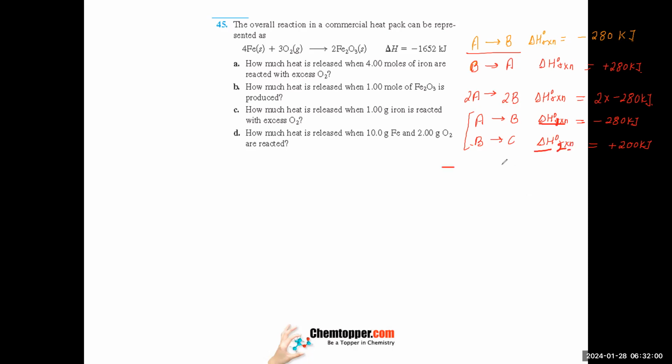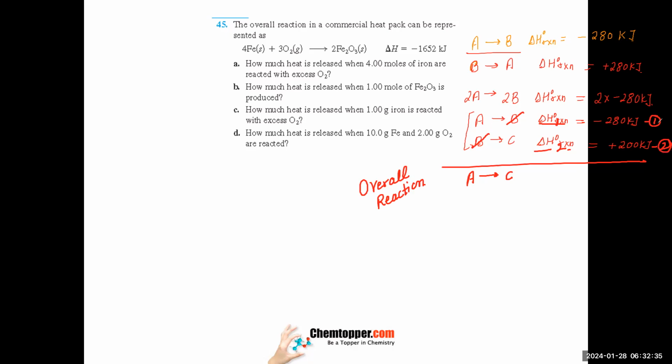Now you add these two equations, add them. When you add them, this B and B cancelled. It is the intermediate, you have done unit 5, right? So the final equation, the overall reaction is A to C. We call it as overall reaction or net reaction. So this is the language we will see in the book. So what I'm doing, I'm adding reaction 1 and reaction 2. This is reaction 1. This is reaction 2.